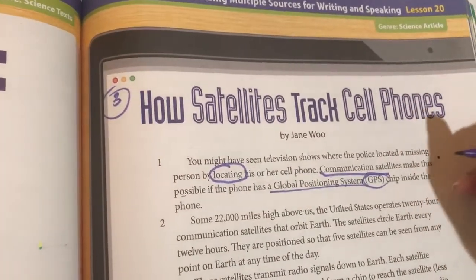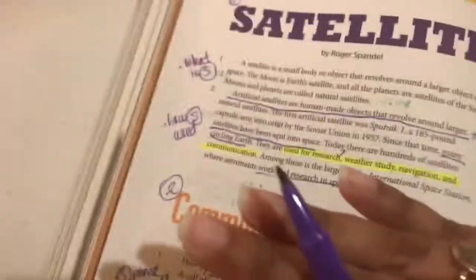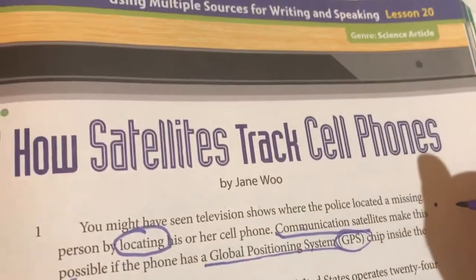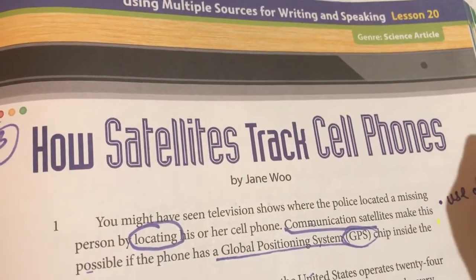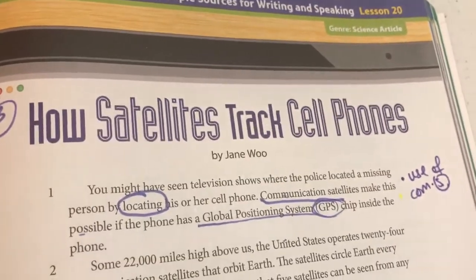All right, so I'm going to put down on the side, and I'm just using this side instead of this one like that text. Okay, I'm going to write down use of communication satellites. Okay, I'm putting comp for communication.